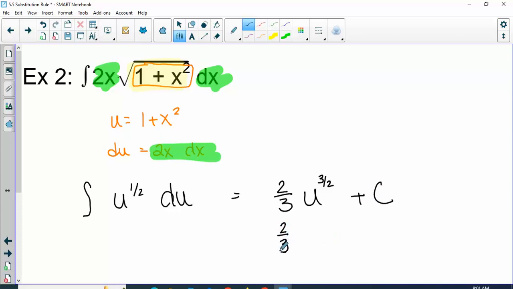And then at the end, we originally started with x's, so we need to end with x's. What is u equal to?